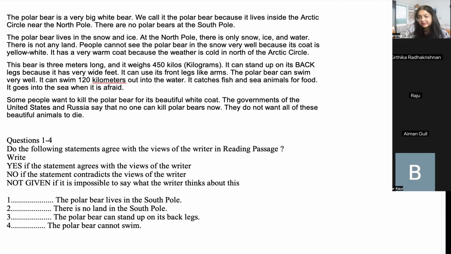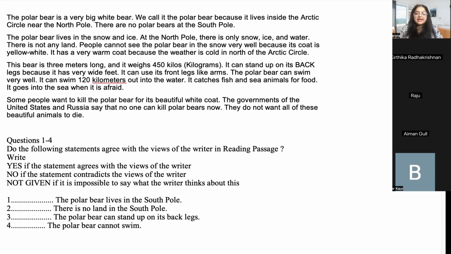And what is the second question? That there is no land in the South Pole. So, first of all, I want you to tell me, what do you think is the answer for this? See, what the thing is, there it's written that at the North Pole, there is no land. But whether the land exists in the South Pole or not, that has not been mentioned in the passage. Therefore, the answer is going to be not given. Now, let's move to the third question.